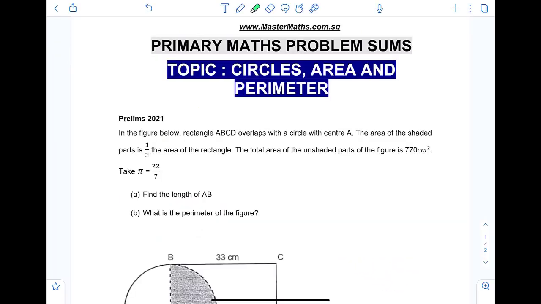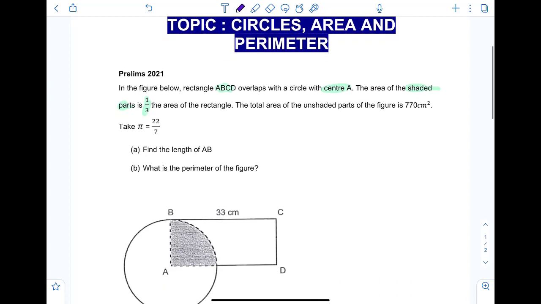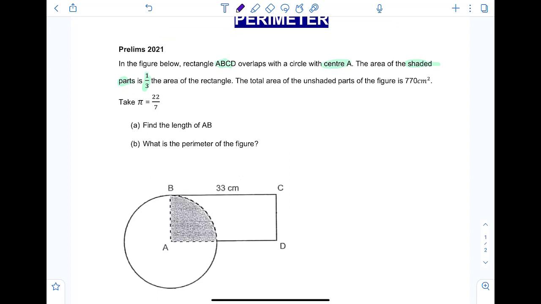In the figure below, a rectangle ABCD overlaps with a circle with center A. The area of the shaded parts is 1/3 the area of the rectangle. So when we see this, the first thing we can do is to assign this one unit to the shaded parts and 3 units to the rectangle.